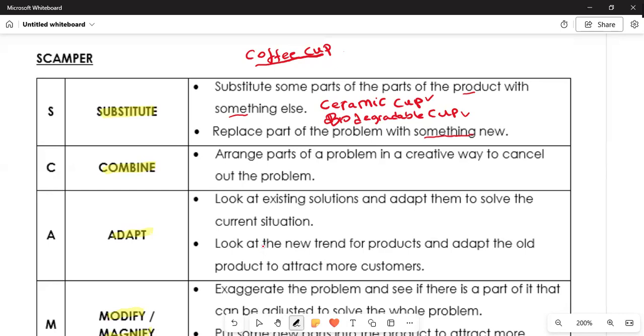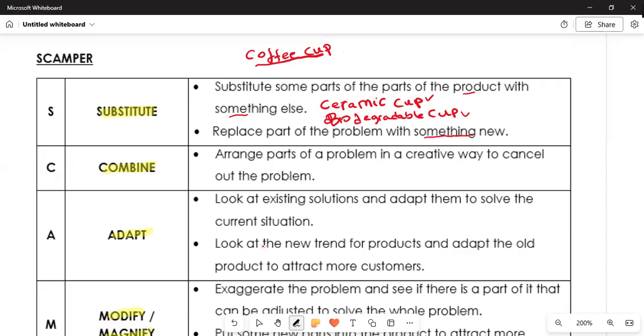We replace part of the problem with something new. So we want this cup to be eco-friendly. So we replace it with what? With a biodegradable cup to make it what? Eco-friendly. Now we come to combine.